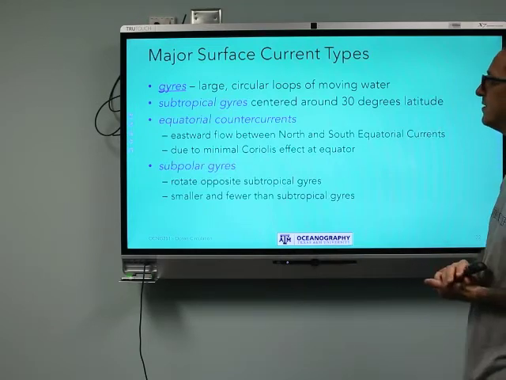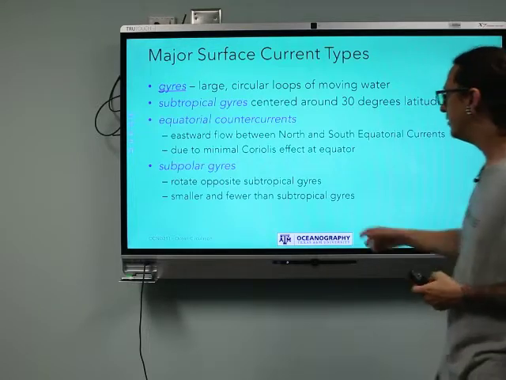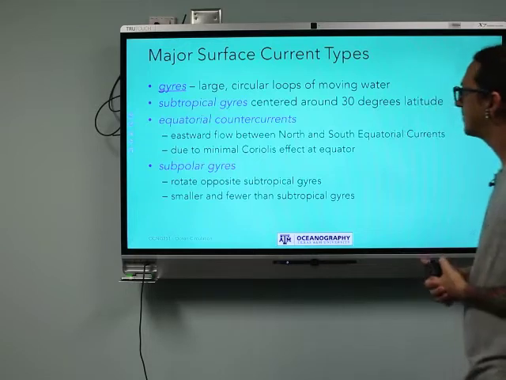And finally we have the subpolar gyres, which rotate opposite the subtropical gyres, and these are smaller and fewer than subtropical gyres.